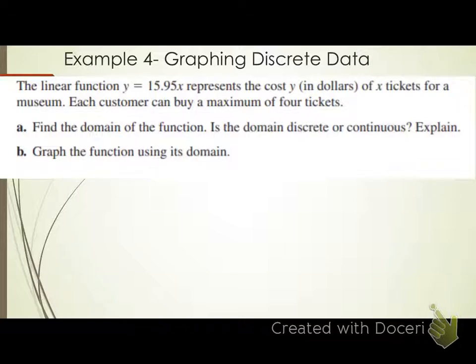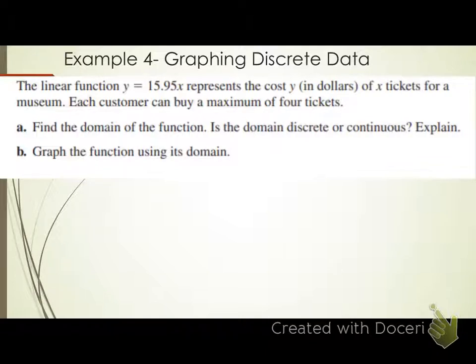So, I need to first find the domain of the function. Since we're talking about tickets to a museum here, I want you to ask yourself, can I buy part of a ticket? Can I buy half of a ticket or a quarter of a ticket? If you think about that really hard, the answer is no. You either buy a ticket or you don't. Or you buy 2 tickets or you buy 3 tickets, so on and so forth.